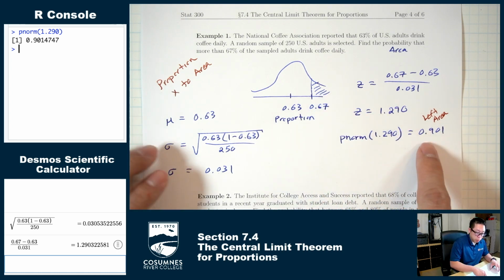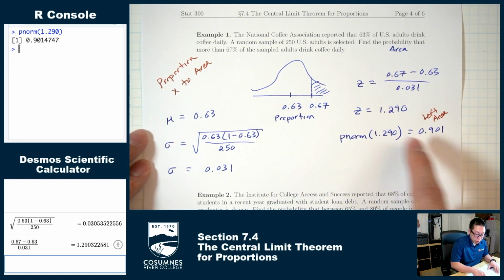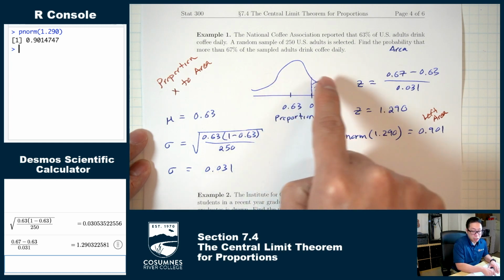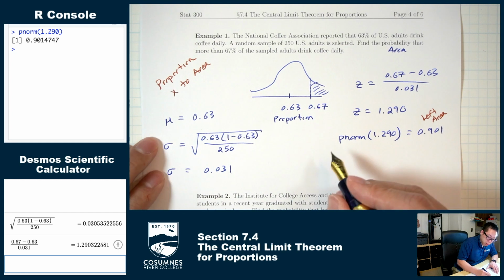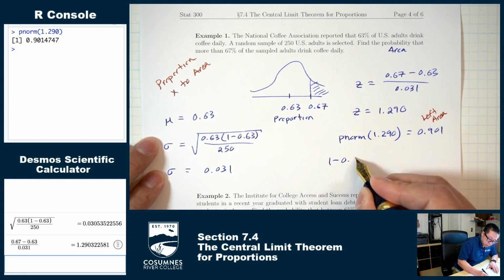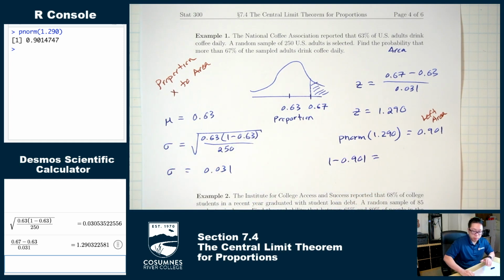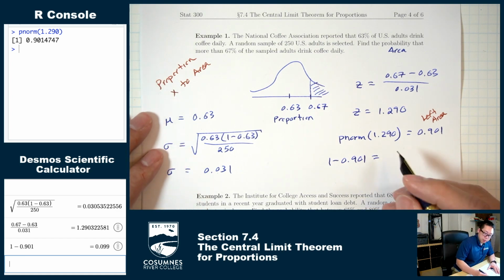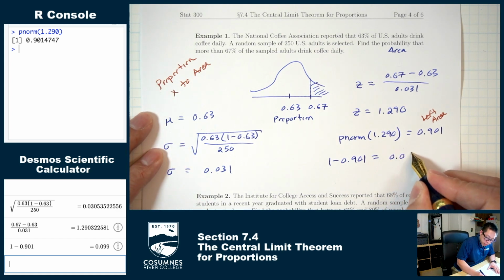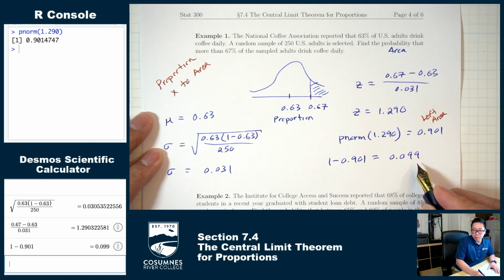So 0.901 refers to the area on the left, which is the unshaded part. To get the other side, you do 1 minus. So last step here, 1 minus 0.901 is 0.099, which is 9.9%. Right, that matches the picture better.